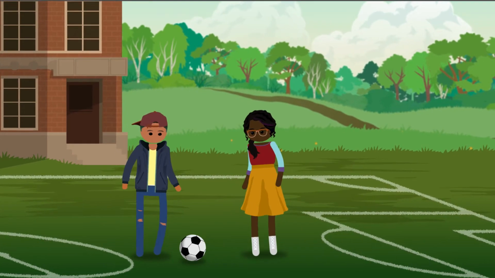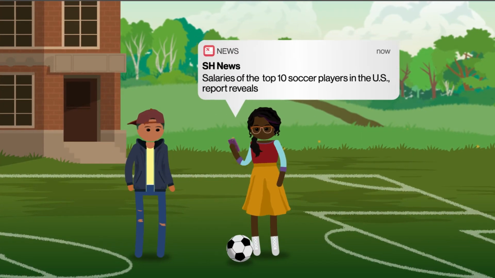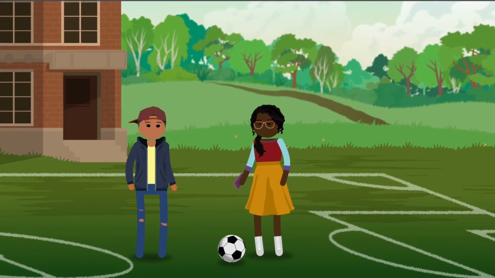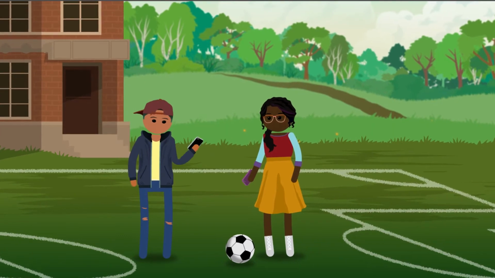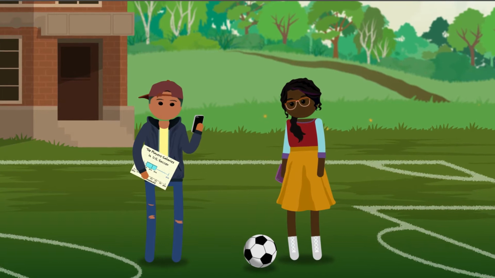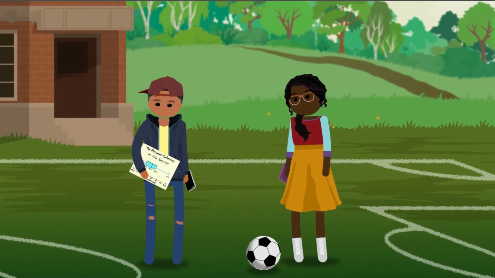Today, Alina and Harrison are playing a game of pickup soccer. While taking a break, Alina gets a notification on her phone about the salaries of the top 10 soccer players in the US. She mentions it to Harrison, who says he saw a similar list a few days ago. He did some of his own calculations with the numbers, sketched some supporting visuals, and he was in disbelief at how relatively low the pay was, considering they're professional athletes.